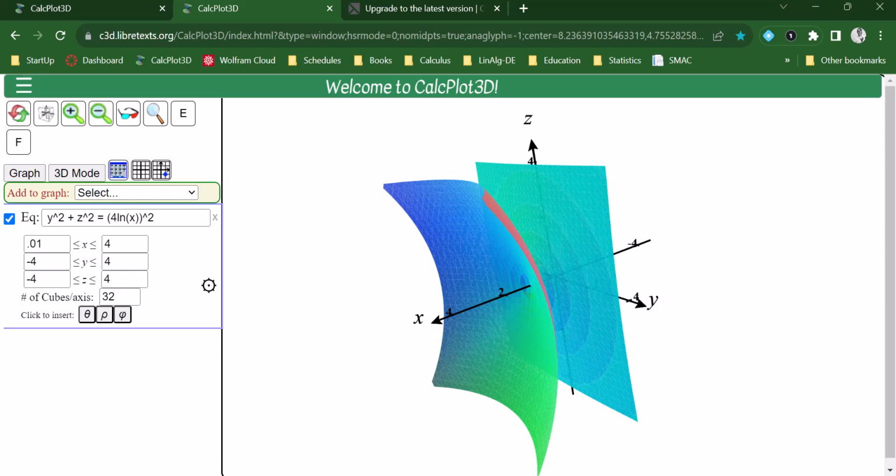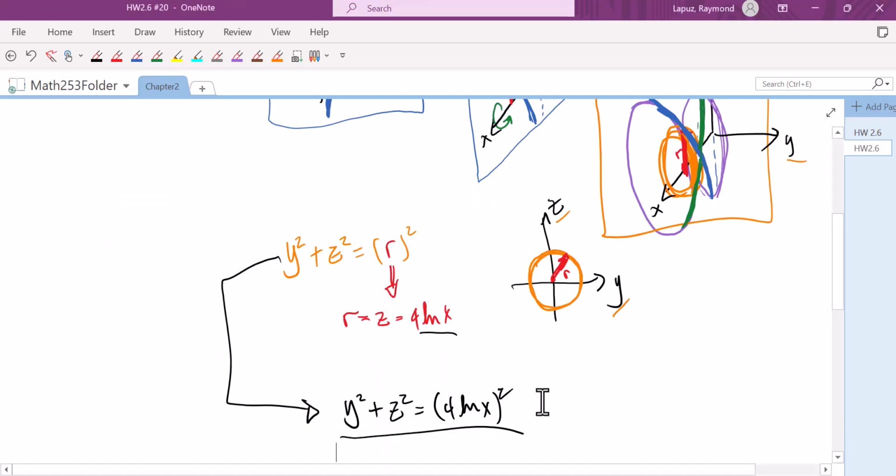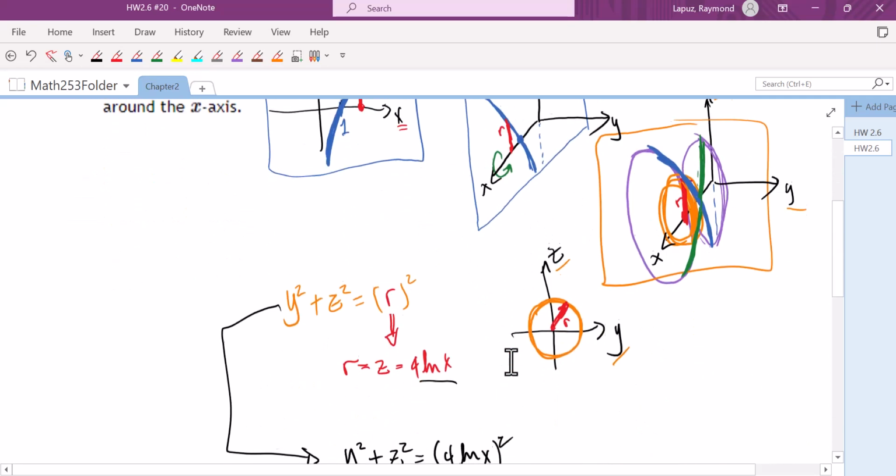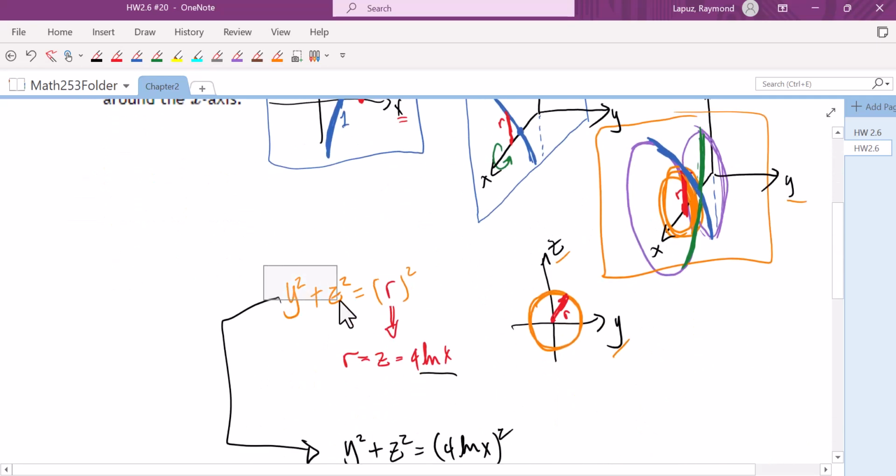All right, so that's it. I hope that these models help, and it's kind of a flashback to your studying of volumes of revolution and then trying to see what that equation will end up looking like. And it's all about circles.